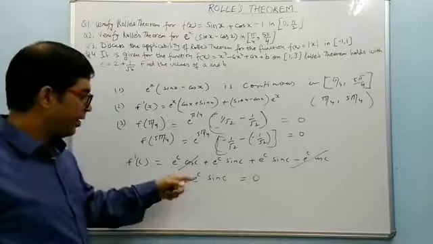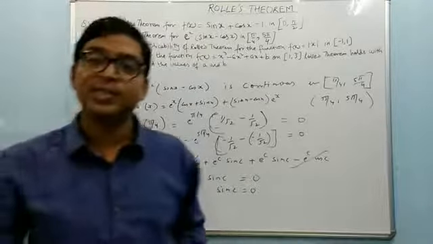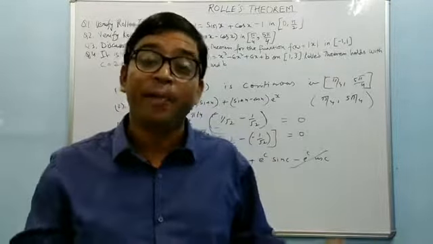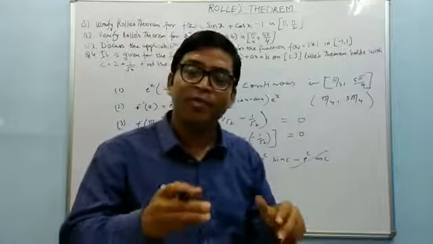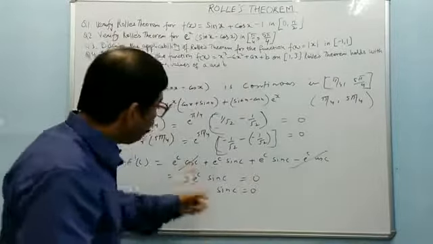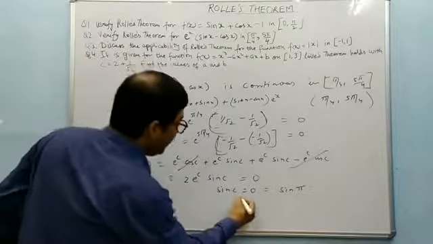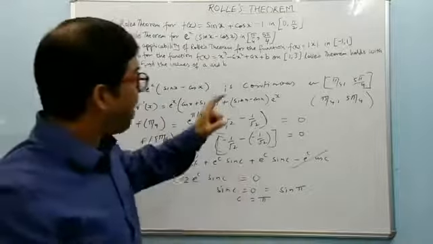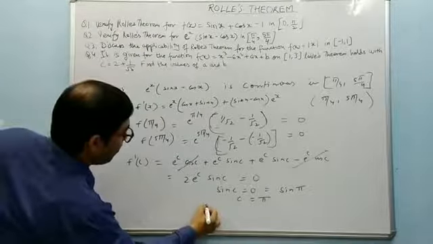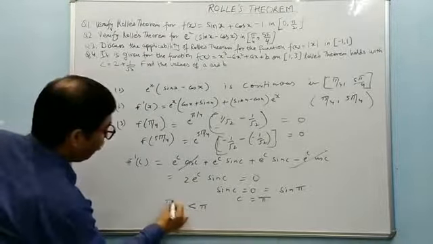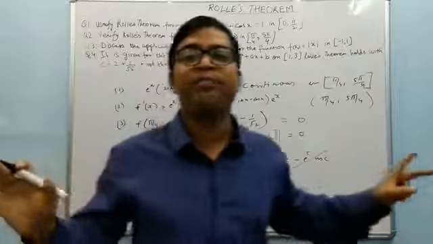As e to the power c is not 0, we can write just sin c is equal to 0. Where is sin 0? People say it is at 0 degree, but we have to find a point within the given interval where f dash c is 0. So at 180 degree, sin is also 0, so c is pi. Now definitely see that pi is lying between pi by 4 and 5 pi by 4. So Rolle's theorem is verified here.